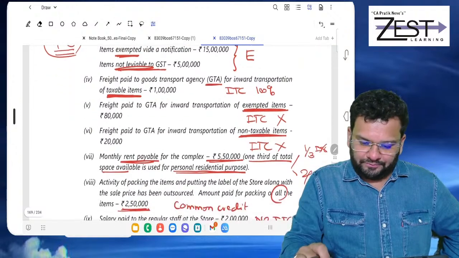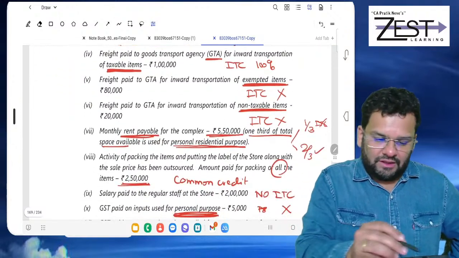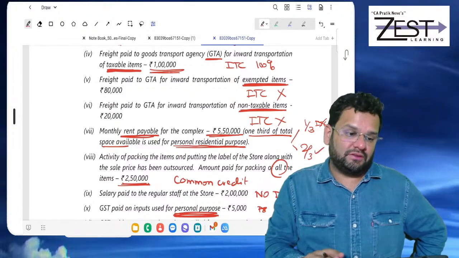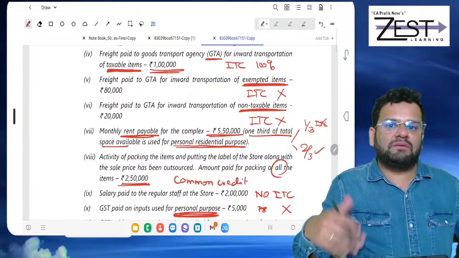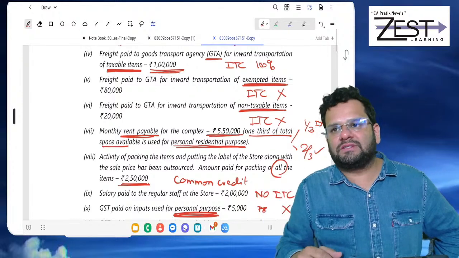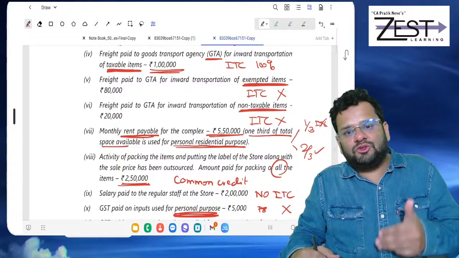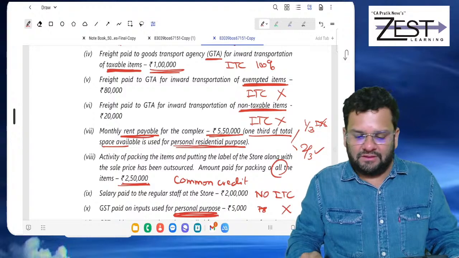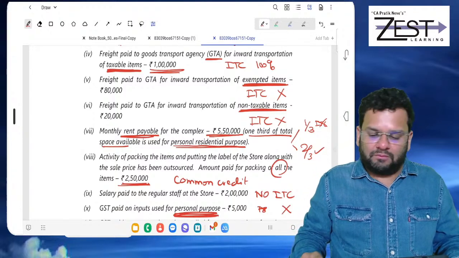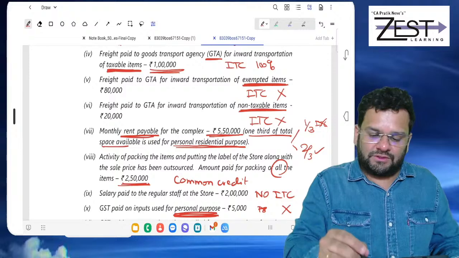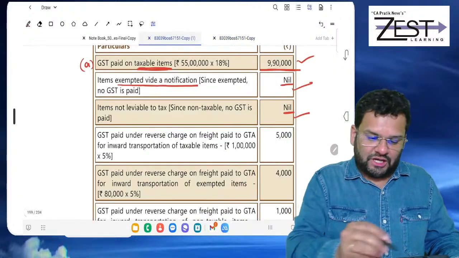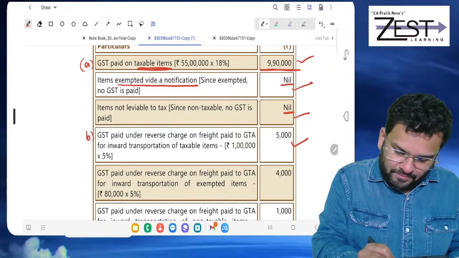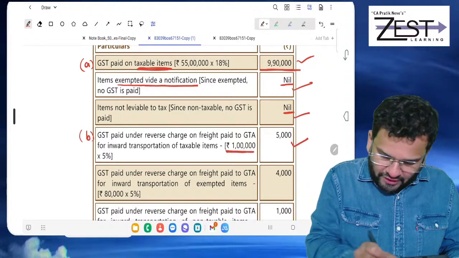Going ahead, on the GTA here, on this 1 lakh, you have to pay GST at 5%. You have to pay on RCM basis. But when you pay on RCM basis, anyways, it is your GST on inward supplies. So you should get ITC. So on 1 lakh, please calculate at 5%. Check. Did you get it? On 1 lakh at 5%.